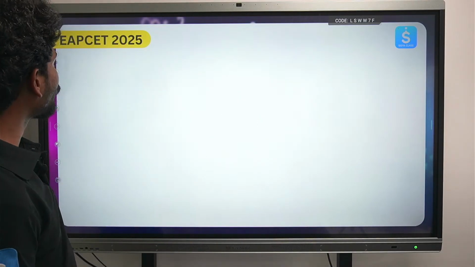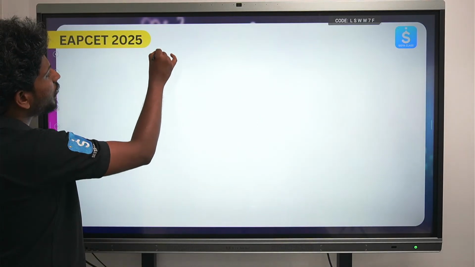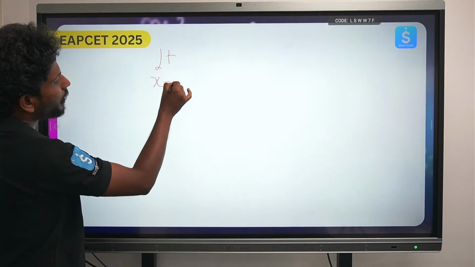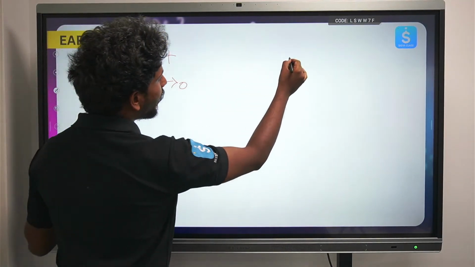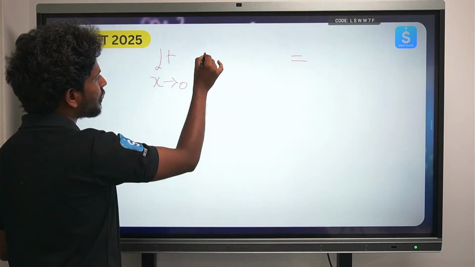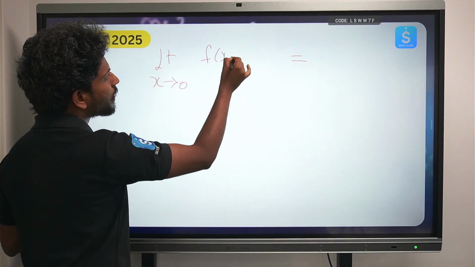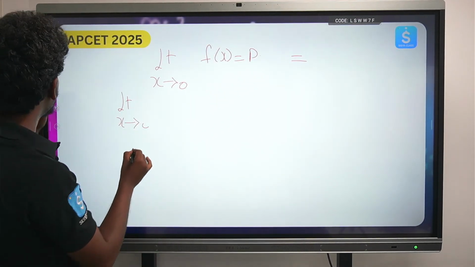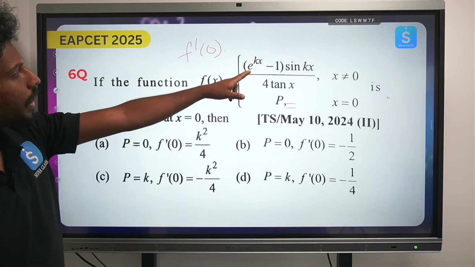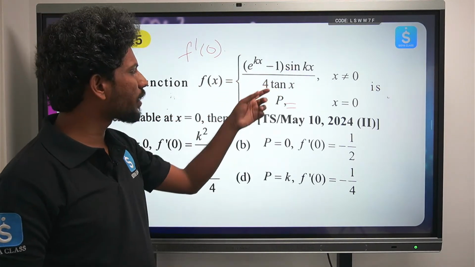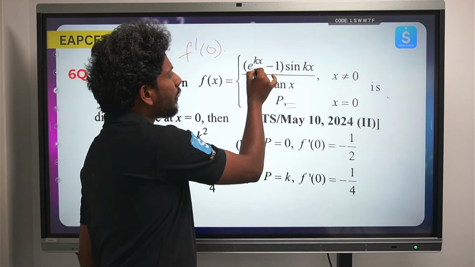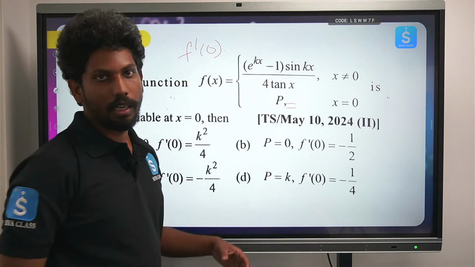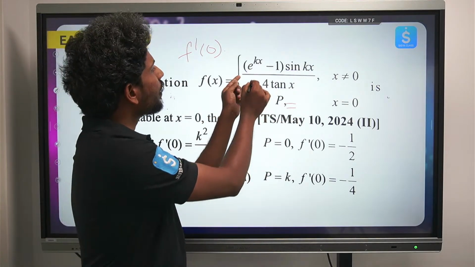So in order to say that the function is continuous, the limit should exist: the left hand limit and the right hand limit should exist, and it should be equal to the function value. So limit x tends to 0 of f of x should be equal to p. Here we have limit x tends to 0 of (e power kx minus 1) sine kx by 4 tan x.